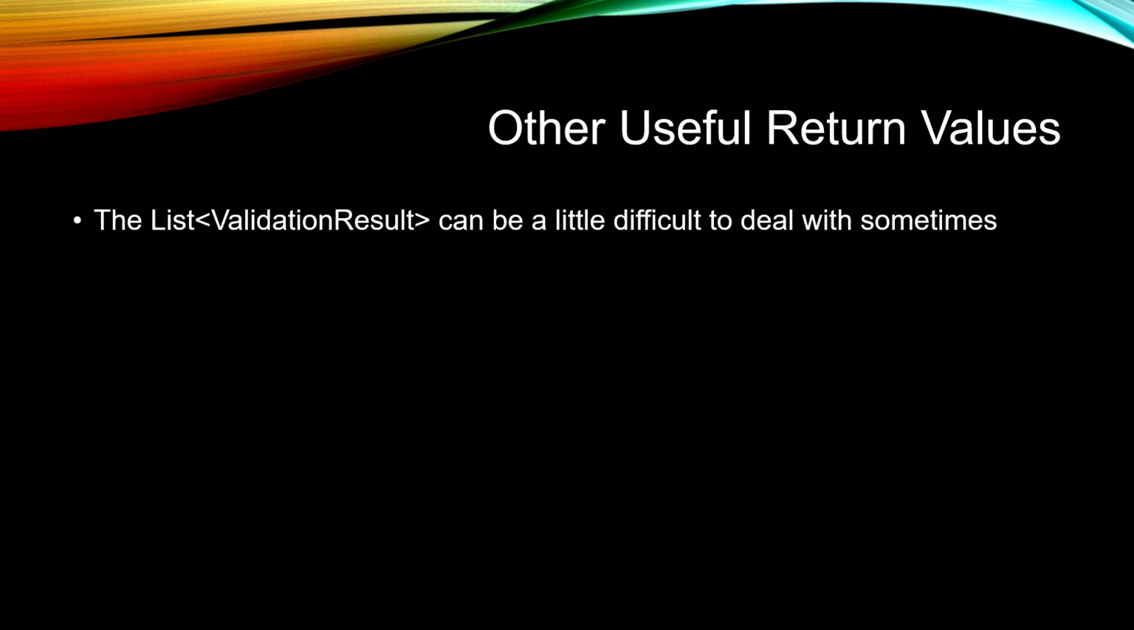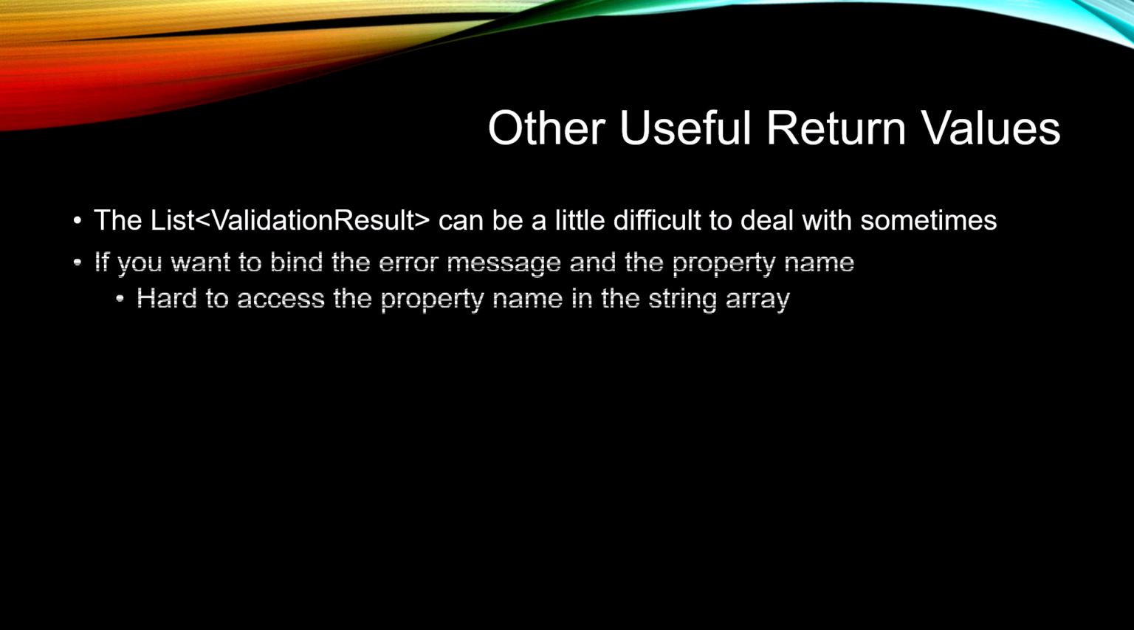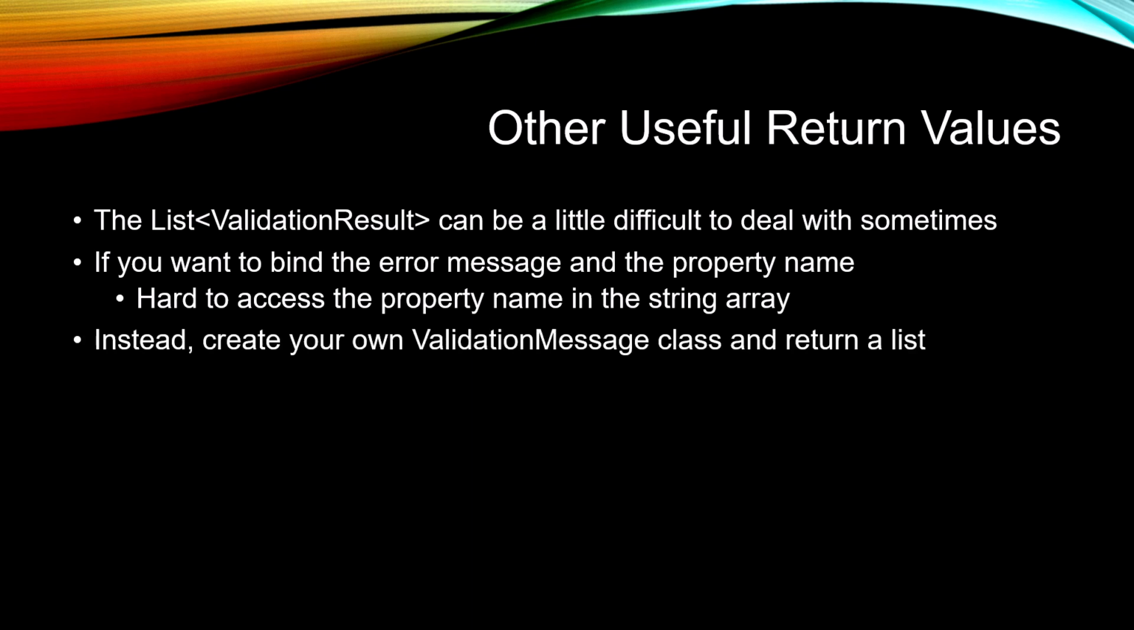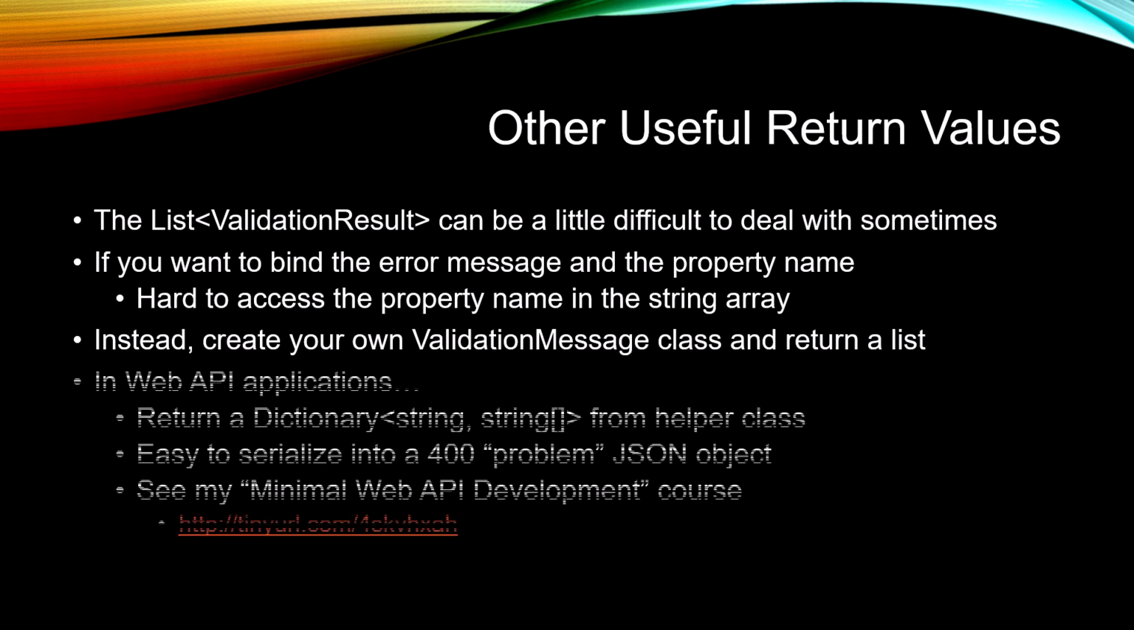Before we get into looking at further details of required and other data annotations, I wanted to mention some other useful return values that you might want to add to the validation helper class. That list of validation result objects can be a little bit difficult to deal with sometimes, because if you think about it, that member names is a string array. What if you wanted to bind the error message and the property name? Well, it'd be hard to access that property name in the string array because you never know it's going to be there, or even if it's going to have more than one. So instead, you might want to create your own validation message class and return that as a list. I'm going to show you how to do that in just a second.